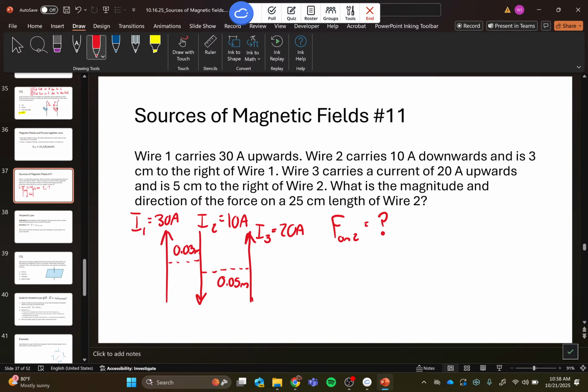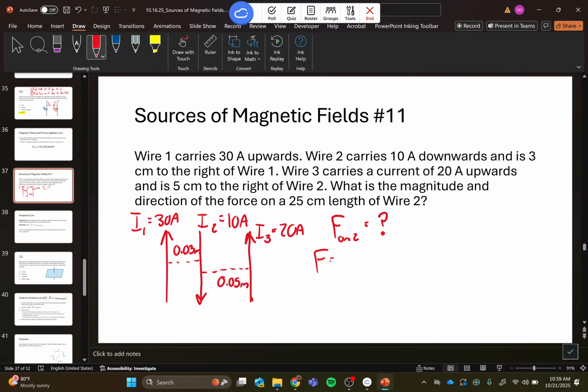All right, so we got a couple options for how to solve this. They're both the same method, it just depends how you break it down. The two options are to find the fields where wire 2 is located and combine those fields together to get the net field. If we have the net field, we can get the net force. Or you can find the force that wire 2 experiences due to 3, the force that wire 2 experiences due to 1, and then do it that way. It ends up being the exact same mathematical process.